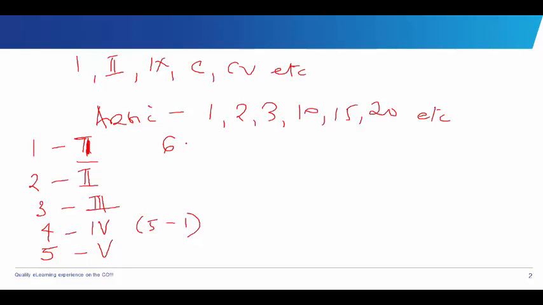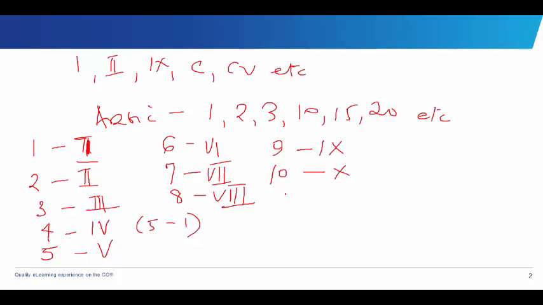Then we'll go to 6, which is 5 plus 1, becomes VI. 7 becomes VII. 8 becomes VIII. I hope you understand the principle. Then 9 and 10. 10 is X. Then because 9 is 10 minus 1, we now have it as I on this side of X. Then we'll continue to 11, which is 10 plus 1, becomes XI. 12 XII. I know we already know this, so this is just a revision class.